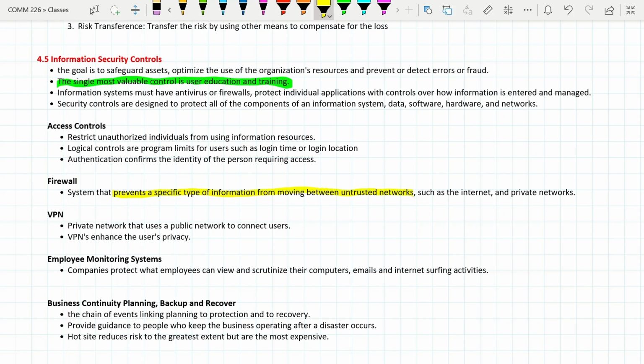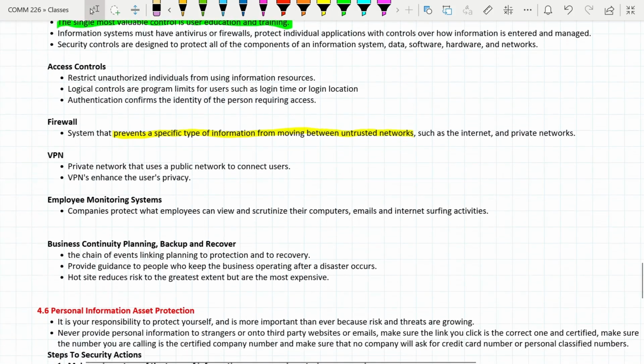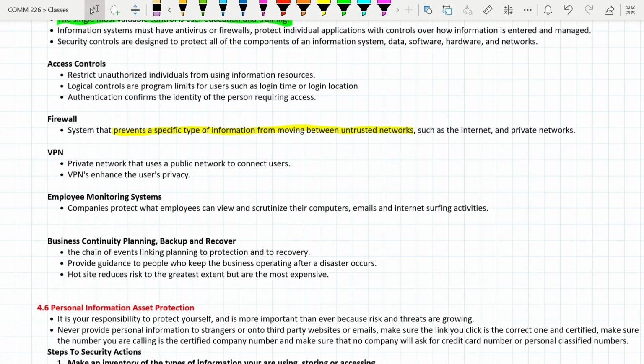So employee monitoring systems. Companies monitor what employees can view and scrutinize their computers, emails, and internet surfing activities. Business continuity planning, backup, and recovery: the chain of events linking planning to protection and to recovery. It provides guidance to people who keep the business operating after a disaster occurs. A hot site reduces risk to the greatest extent, but is the most expensive.